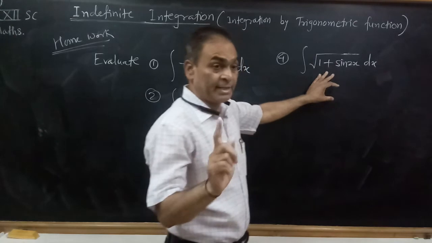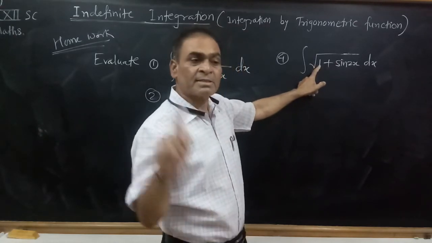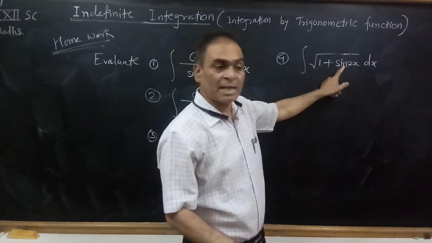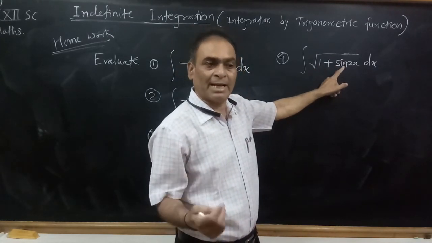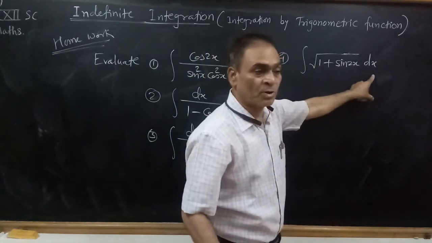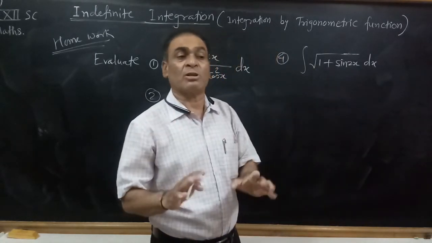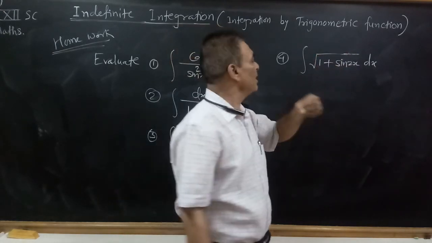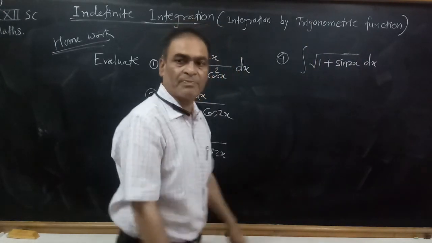I have given a hint. 1 is nothing but sin square x plus cos square x. And what about sin 2x? Apply the double angle formula, 2 sin x cos x. Observe the under root quantity. This is the expansion of one of the brackets. Square and square root get cancelled and easily we will get the integration.